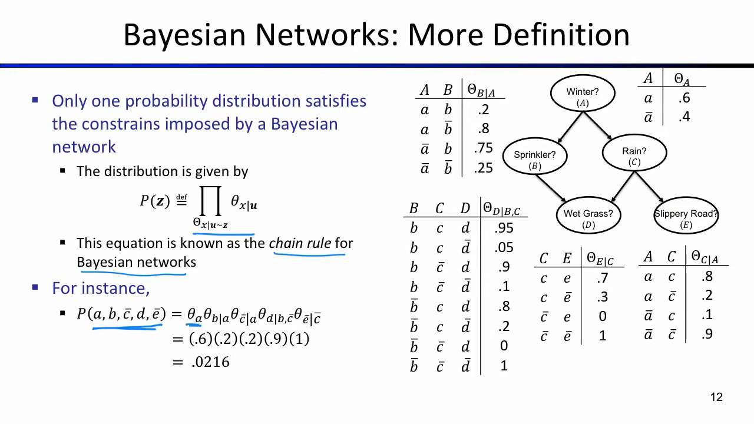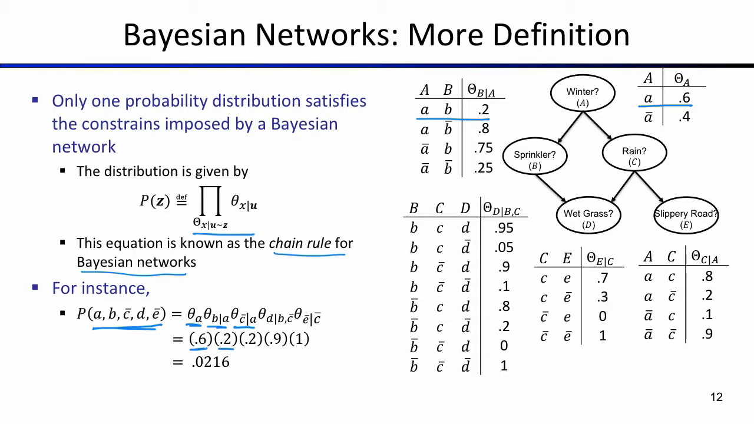From variable a, we will take a equal true, so it's going to be 0.6, exactly what we have here. And we will multiply by another compatible parameter, for variable b, the parameter little b given little a. It will be this one, which is 0.2. If you look at variable c, we see that we have an instantiation that assigns not c and a.